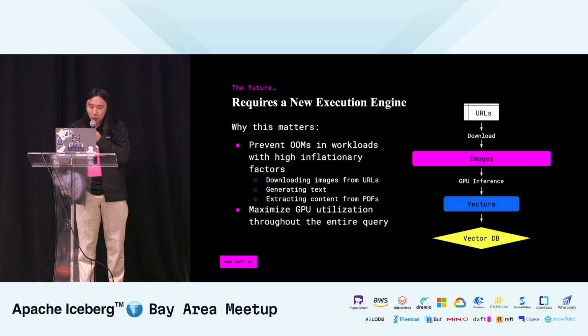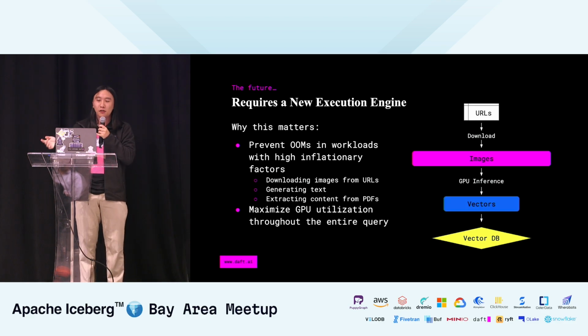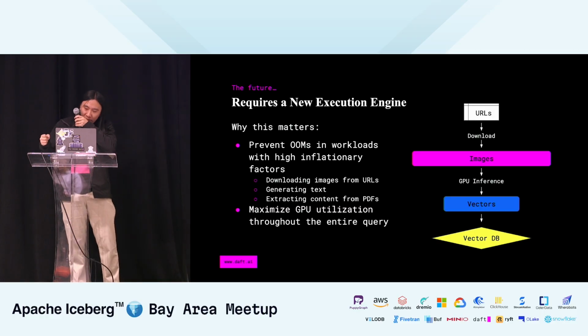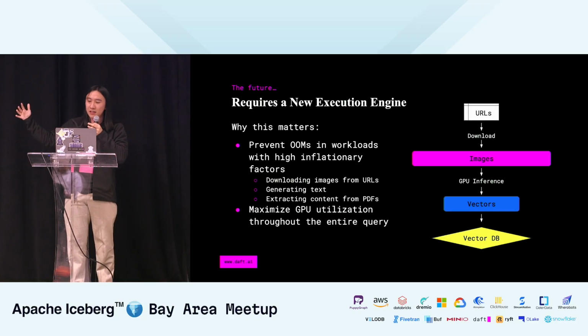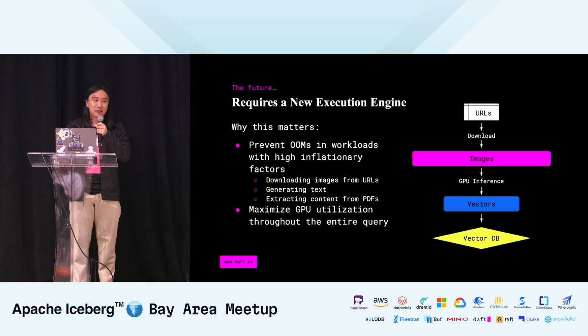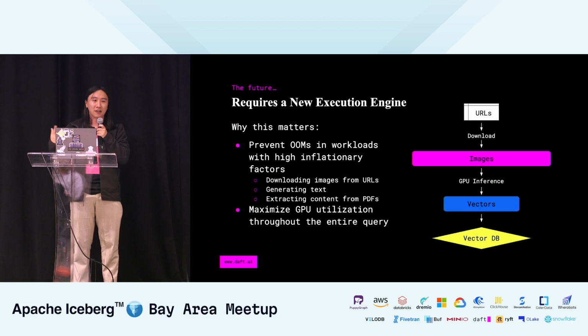So why this matters is that, one, it prevents out-of-memory errors in workloads with high inflationary factors. And that's very common when you're working with AI data. To give an example, the demo that I did earlier went from URLs, which are pretty small, right, to images, which means that the byte count for an individual row explodes, and then to vectors, which are in the middle, and then finally writing to vector DB, right? If you're working with large partitions, this will often lead to out-of-memory issues.